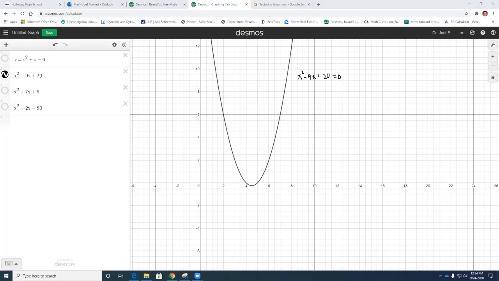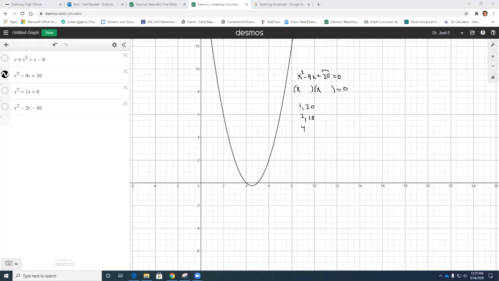Well, we could look at the graph because we have the graph, but if we did not have the graph, we would have to factor. So I'm going to set up my parentheses to factor this. And luckily, the first term is positive 1. So I'm going to have an x here and an x here. And now I'm going to focus on this 20. What numbers multiply together to give me positive 20? Which integers multiply together to give me positive 20? Well, that's going to be 1 times 20, 2 times 10, and 4 times 5.